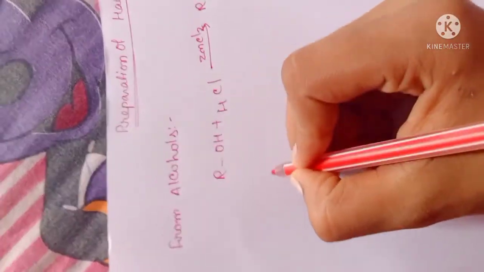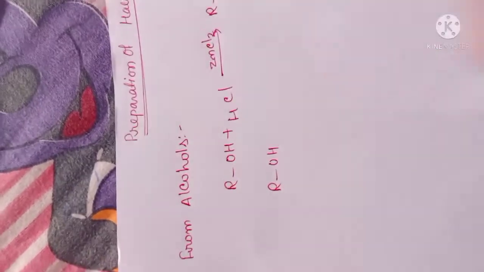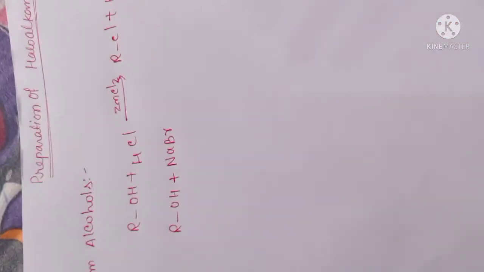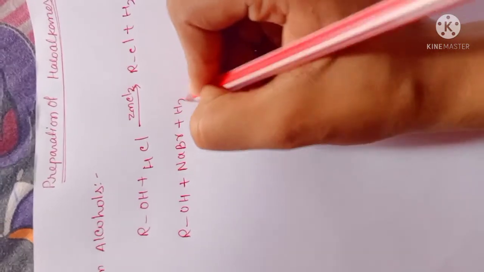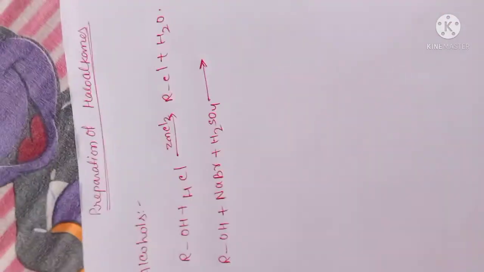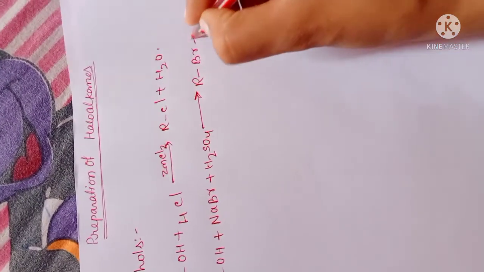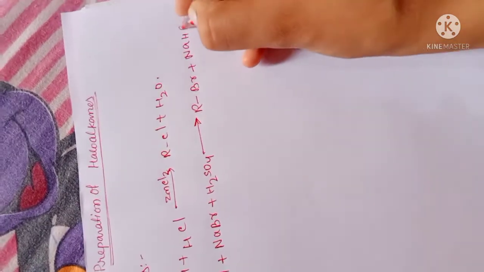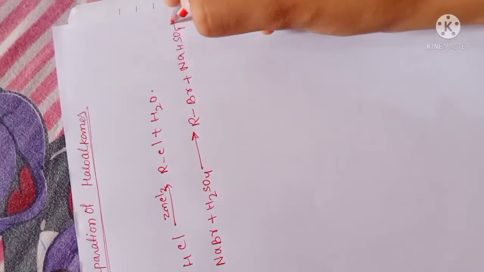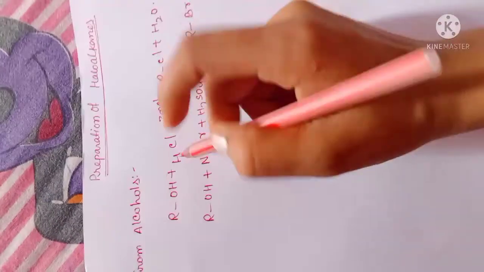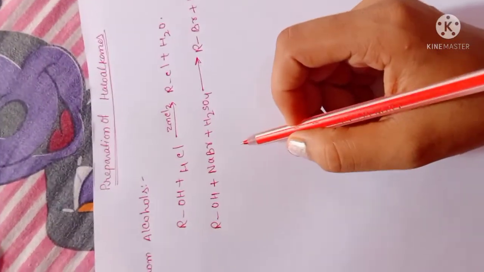Second is ROH plus NaBr plus H2SO4. It will give RBr plus NaHSO4 plus H2O. We will not see any mechanism here, only the trick to find the product.